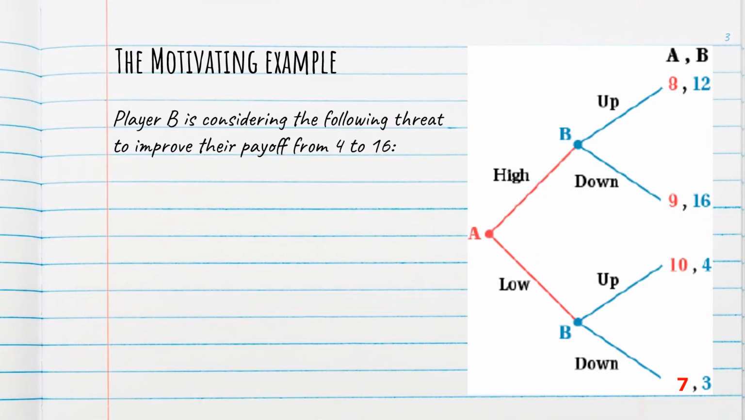Let's add a little fun to our story here. Suppose that player B is considering the following threat to improve their payoff from 4, which is what they get in equilibrium that we solved for previously, to 16. They claim, I will choose down no matter what player A does. So I'm going to highlight what their claim is going to be so we can understand why they might want to try and make this claim.